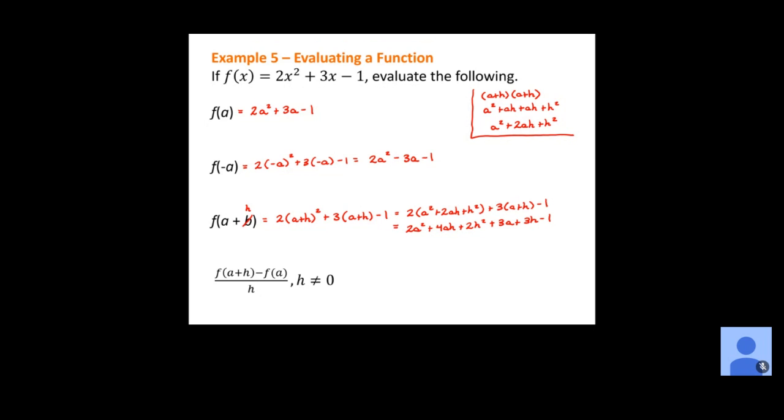So in place of f of a plus h now, I'm going to have 2a squared plus 4ah plus 2h squared plus 3a plus 3h minus 1. So that right there is my f of a plus h. Then we're going to subtract f of a. Well, same thing. I've already found f of a. That was the first thing we found up here at the top. So I'm subtracting 2a squared plus 3a minus 1.